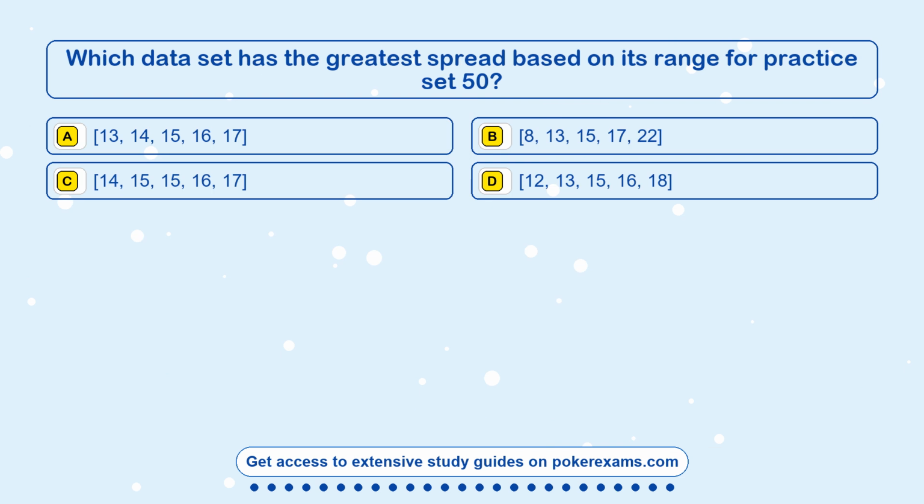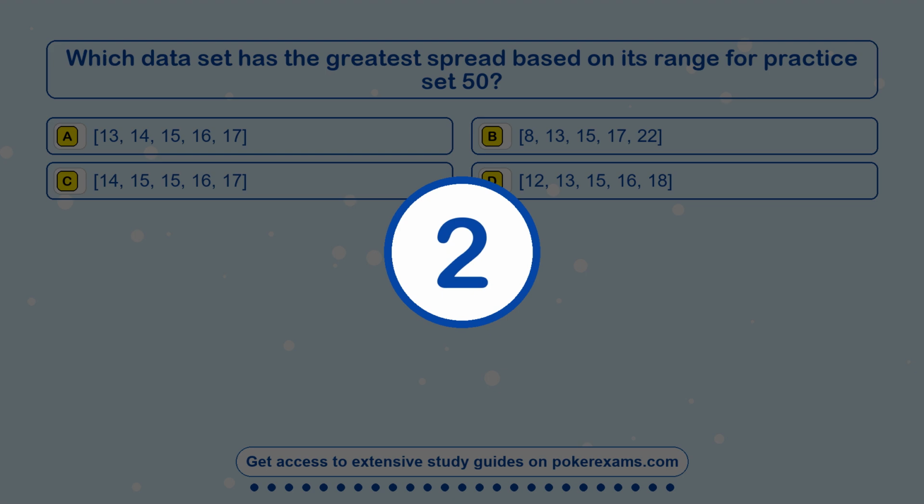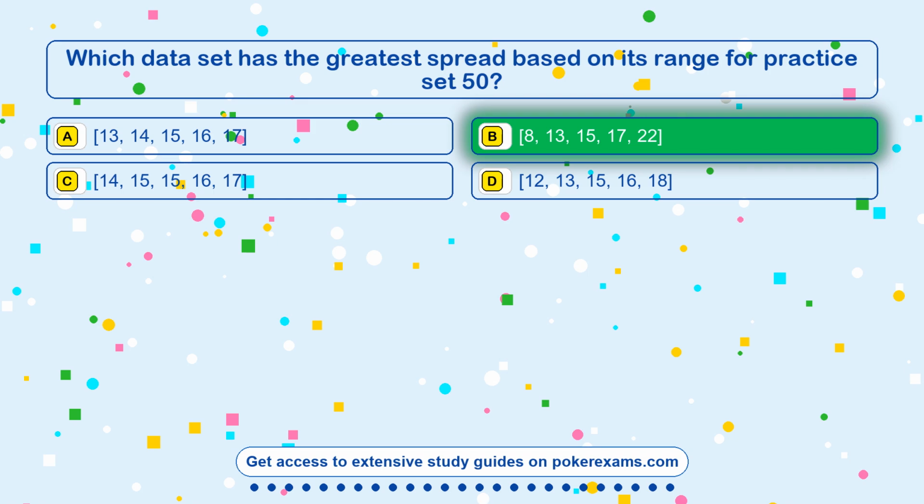Question 21. Which data set has the greatest spread based on its range for practice set 50? Option A 13, 14, 15, 16, 17. Option B 8, 13, 15, 17, 22. Option C 14, 15, 15, 16, 17. Option D 12, 13, 15, 16, 18. The correct answer is option B.